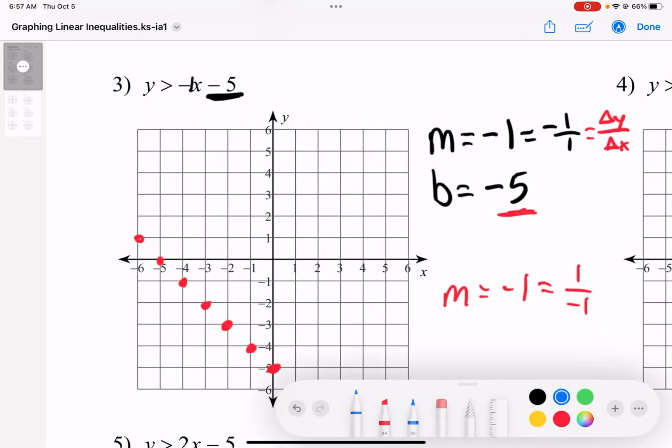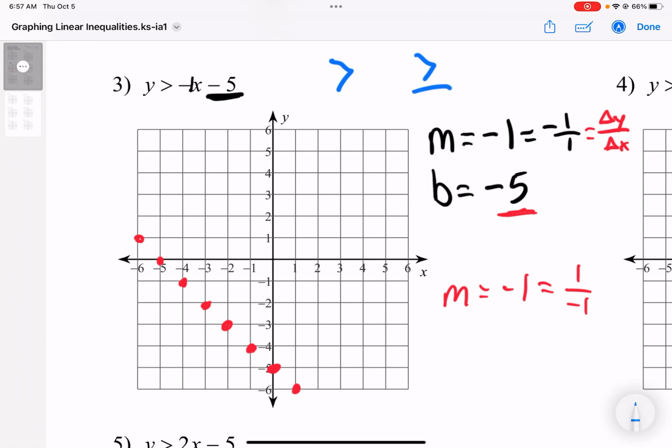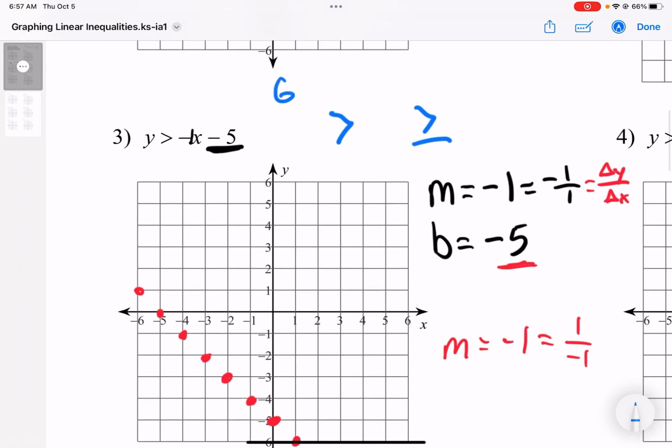Before I connect these points, though, I need to decide, am I using a dashed line or a solid line? Remember, this is just a regular greater than sign. This is greater than or equal to, right? I'm going to label these: greater than, and this is greater than or equal to.